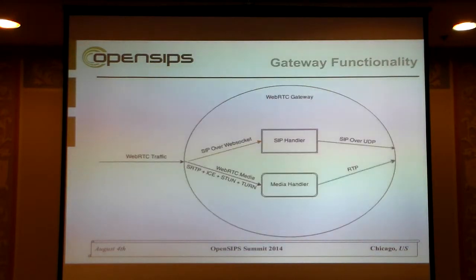If we look into what the gateway has to do, over here we have the generic WebRTC traffic, which, by the way, can be multiplexed. You can have the transport, the media, and the STUN all over one single TCP connection. Our gateway will have to extract the SIP over WebSocket and convert it to regular SIP over UDP, and also take care of the media. We'll have to convert from SRTP to regular RTP, and if needed, transcode from, let's say, Opus to G729 or whatever you support in your network.